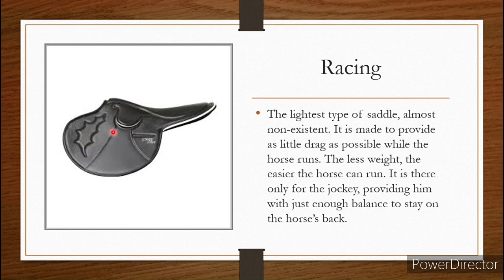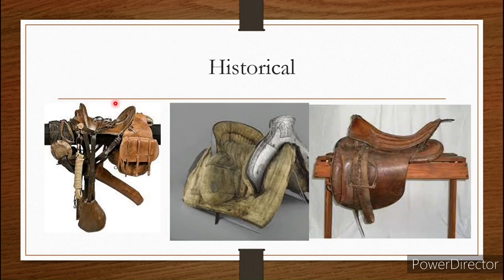Like, these are crazy saddles. Definitely no practical use other than racing, so interesting. Historical saddles. Now, I have one of these. So for those of you who don't know, this is a McClellan saddle, and it was used primarily during the U.S. Civil War, which lasted from 1861 to 1865.